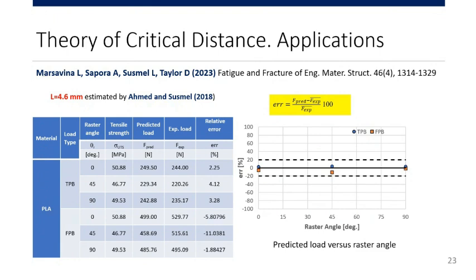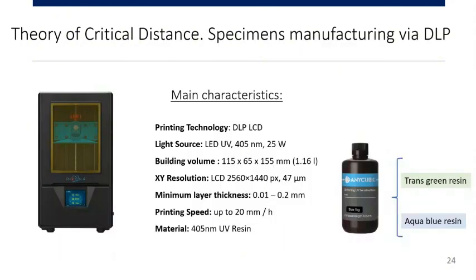say, 11%, so below 20%, which shows that this method, the theory of critical distance, can be used on this type of material, and is not so sensitive to manufacturing parameters, because we use the critical length value that was determined on other tests with other publication parameters.